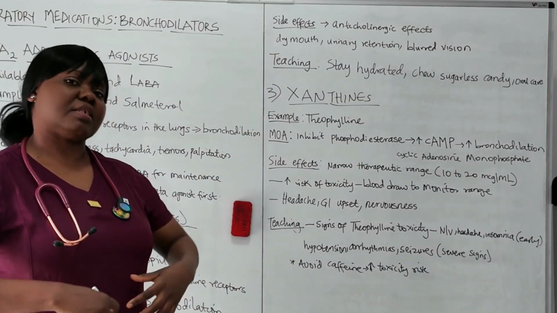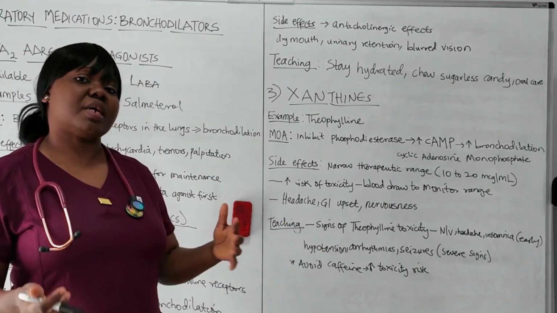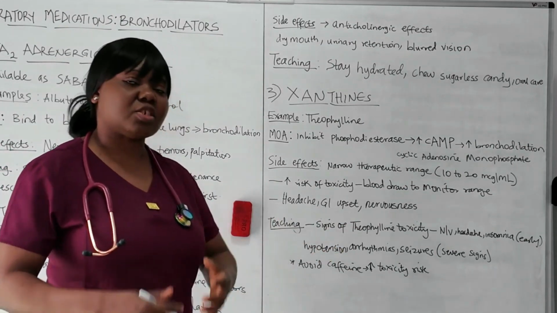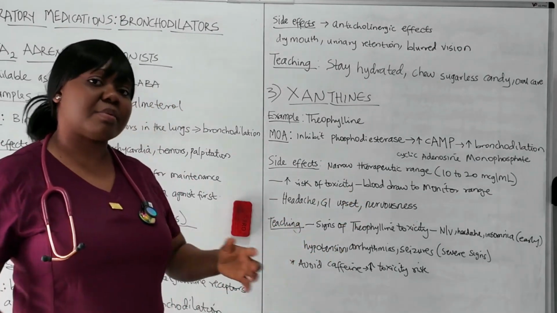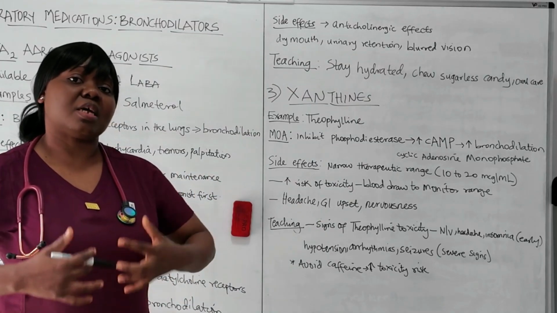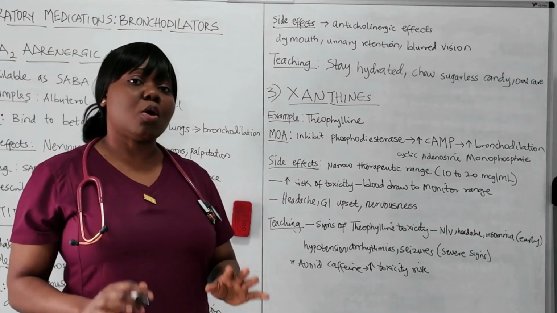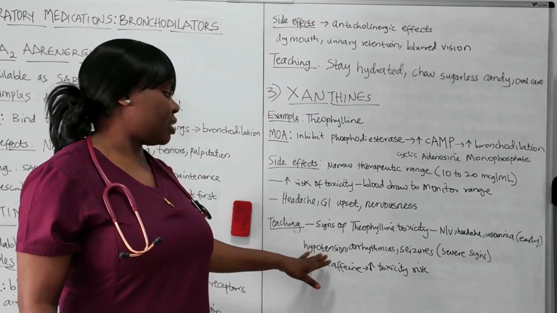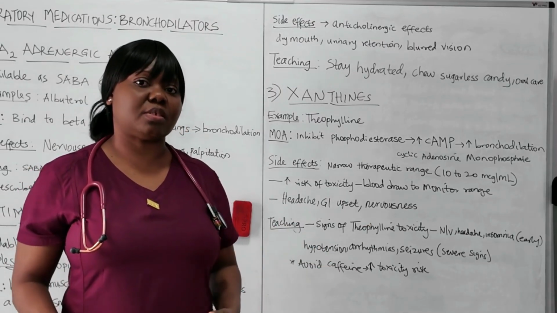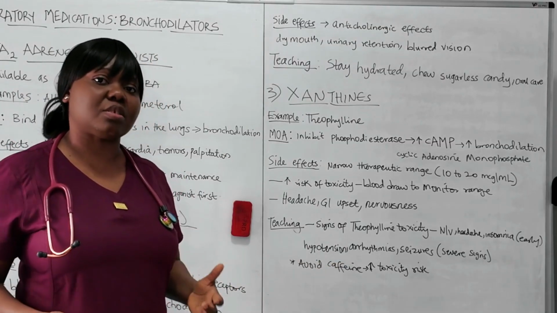Now, the common side effects can be headache, GI upset, nervousness. Now, at the same time, these side effects can also be a sign of early toxicity. Things like headache, nausea, vomiting, insomnia can be an early sign of theophylline toxicity. So when the patient starts feeling those symptoms that look as if it's usual with theophylline, you need to monitor the patient closely. Also, you need to monitor the patient closely for signs like hypotension, arrhythmia, seizure. That could be a sign of severe theophylline toxicity. Now, finally, you need to teach the patient to avoid things like caffeine because it could increase that toxicity risk.